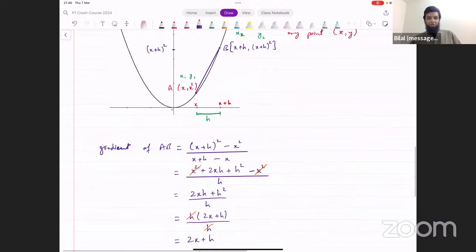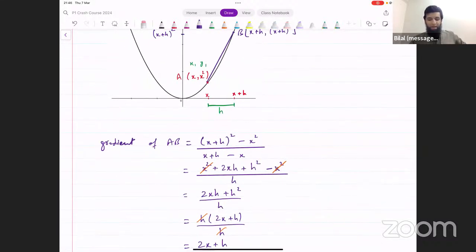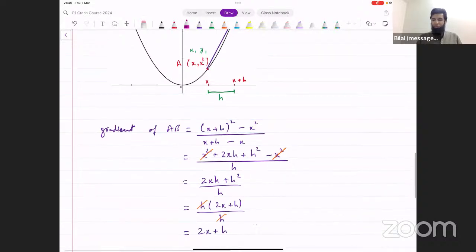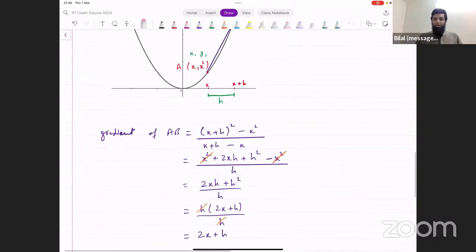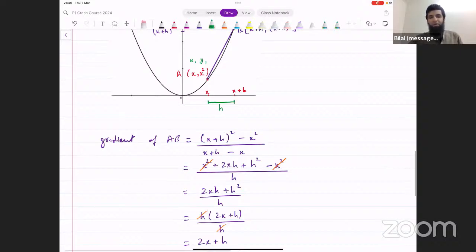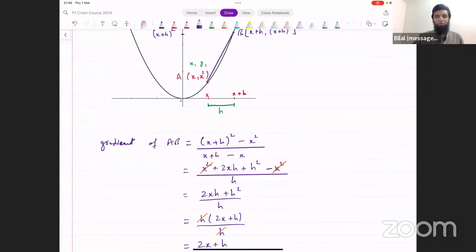So what we have done is, we were looking for the gradient of the curve at this point, which has coordinates x and x squared. We took another point B at a distance, and we said, let's find the gradient of the line AB. What does that turn out to be? That's 2x plus h. Now, if we want an accurate estimate for the gradient of the curve at this point A, we want that second point to be as close to this first point as possible. So we want B to be as close to A as possible, right? As close as it can be.